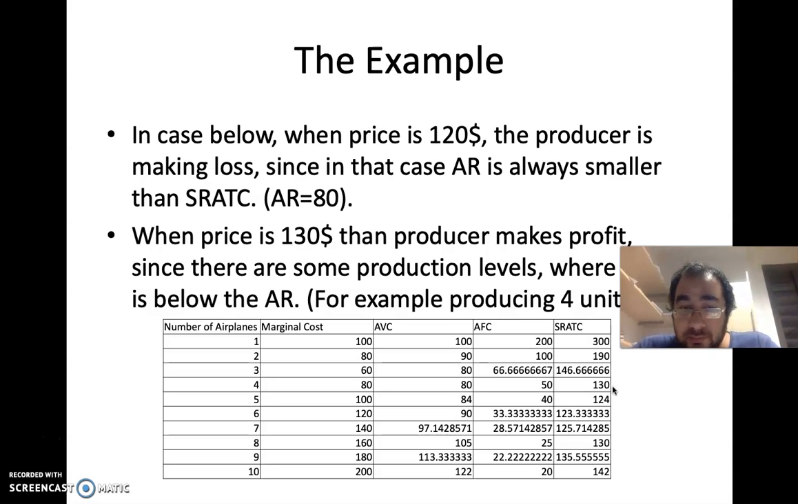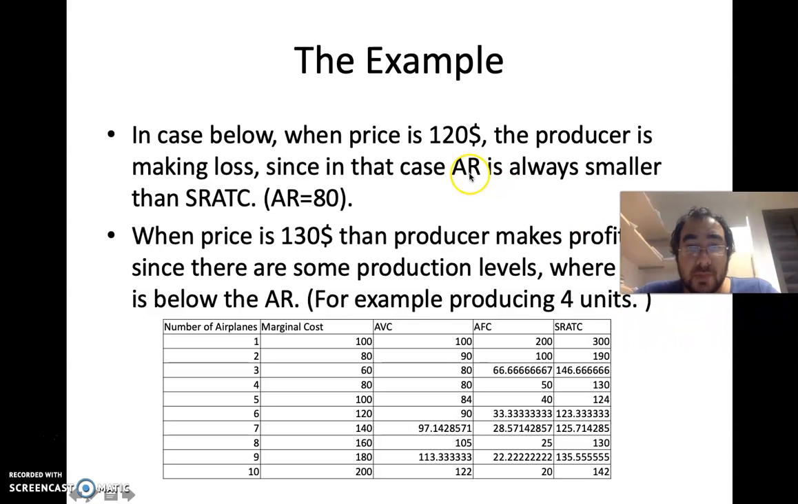You've already done that. I'll leave this question to you. Or let's do it. Well, when price is 120, the AR is always smaller than the short-run average total cost curve, as you see here. When price is 130, at least for some production levels, as you see here, 5, 6, 7, AR is higher than ATC or SRATC.